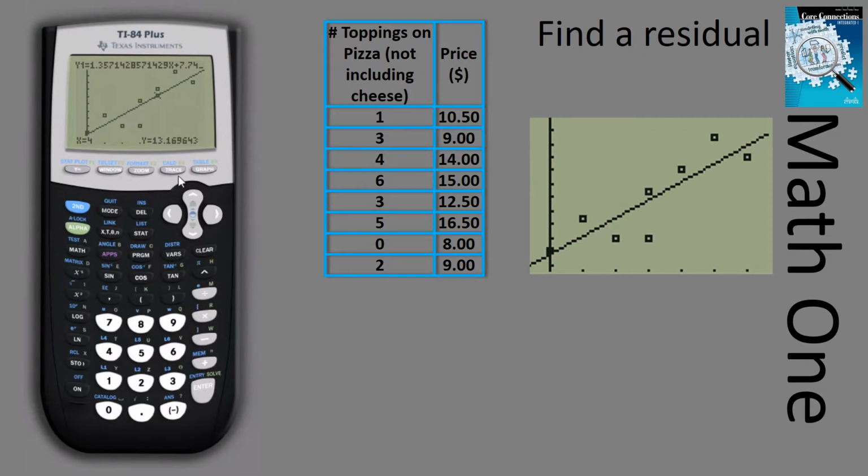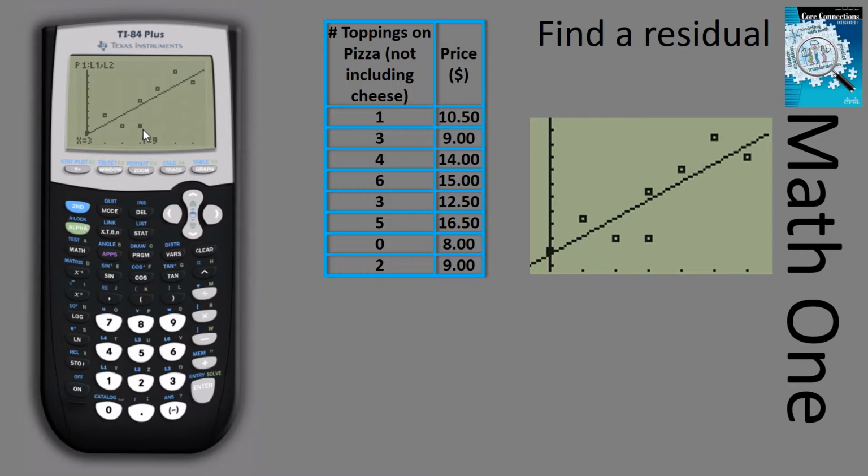Let's focus on this particular pizza that had 3 toppings, and let's figure out what the residual is for the pizza with 3 toppings that cost $9. So I'm going to go back to where I can look at the plot. You can see now I'm looking at plot 1. My X's were stored in list 1 and my Y's were stored in list 2. As I move back and forth, I can go to different points, and you can see right now this is the point where X is 3 and Y was 9.